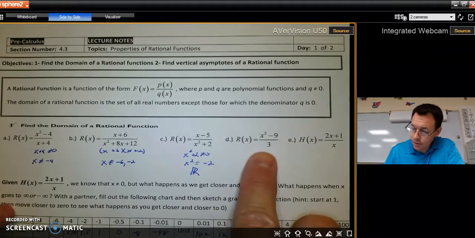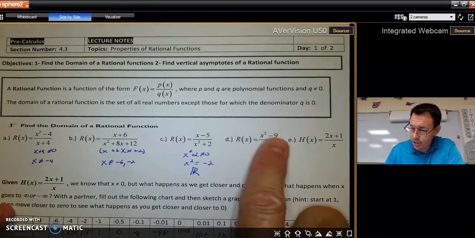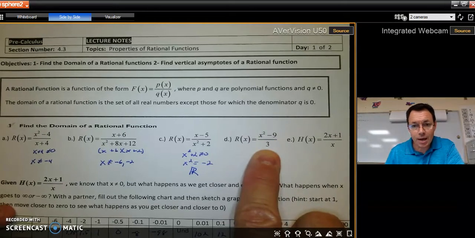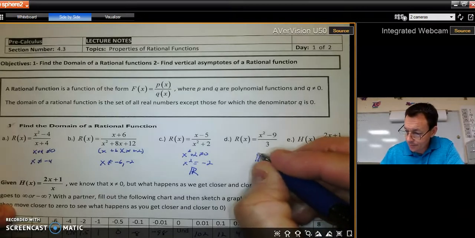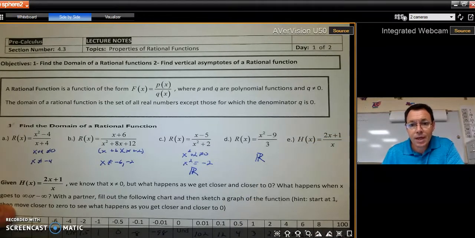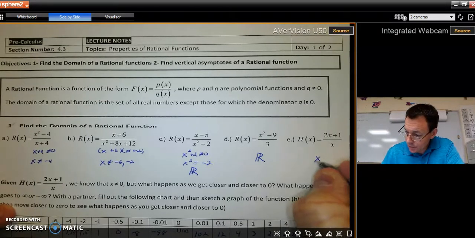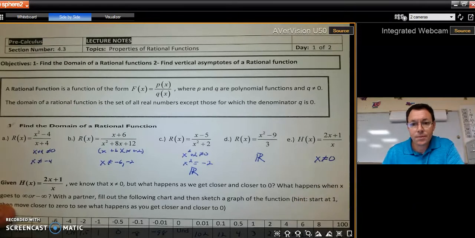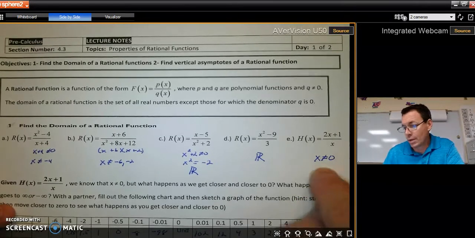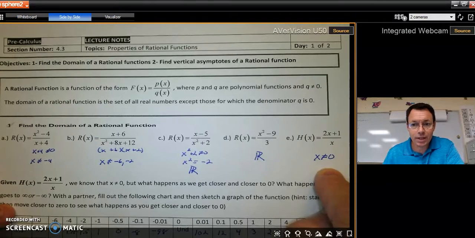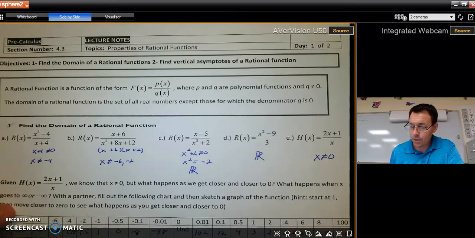D. Now that's a rational function. It is a fraction, but there's no variable in the denominator. So again, there's no way to create a 0 there. So we don't have a problem. All real numbers. And then E, for this one, again, all we have is an x. The denominator can't equal 0, so x cannot equal 0. That's our domain, or our domain restriction. Okay, x can equal everything in the world except that 0 right there.